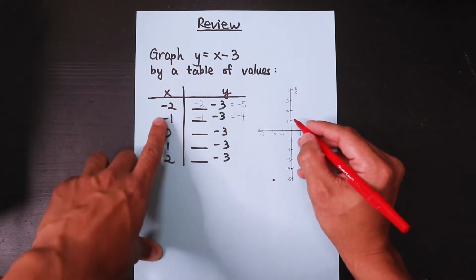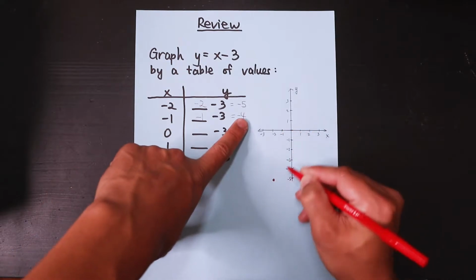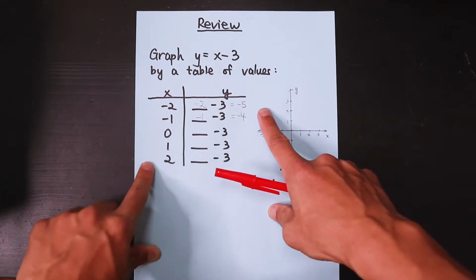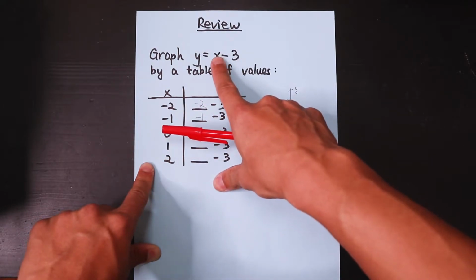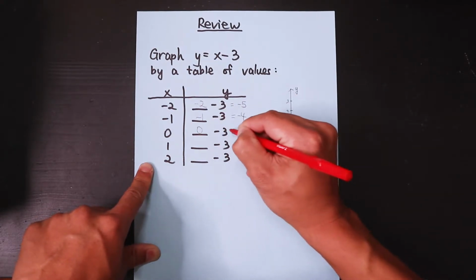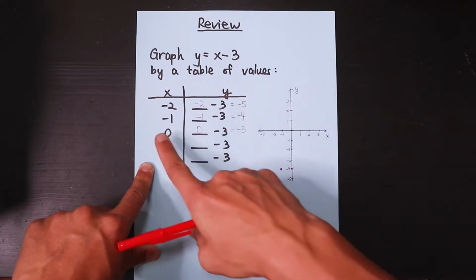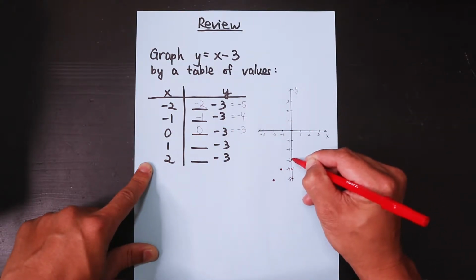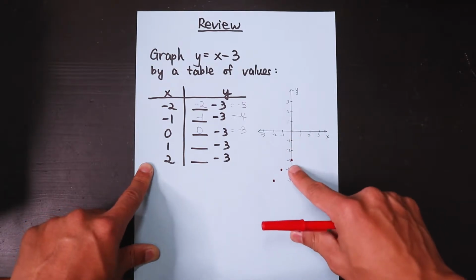So I'm going to start from the origin. I move left 1 and down 4. And then this is the second ordered pair. Let's keep going. When x is 0, you're going to replace this x with 0. So 0 minus 3, and it's -3. So 0 comma -3, you do not go left and right, but you go down 3 units. So this is 0, -3.